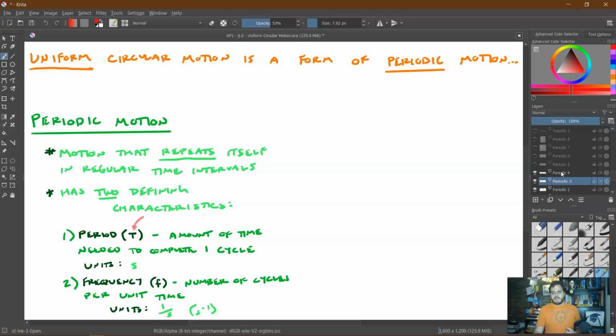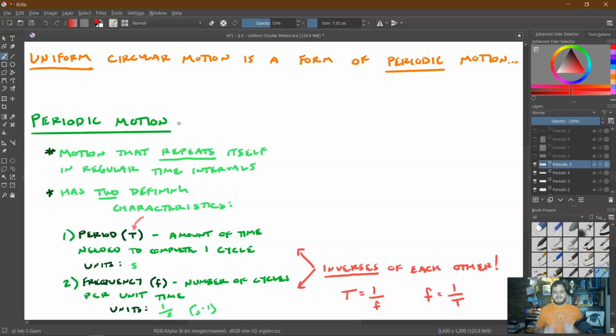The other defining characteristic is known as frequency, which we abbreviate with a lowercase f, which is the number of cycles per unit time. Or in other words, the number of circles per unit time. For us, we're really only going to look at the unit of time of seconds. So really what we're talking about here is the number of circles per second. One thing we want to highlight here though is that these two characteristics are inverses of each other. The period is 1 over the frequency, and the frequency is 1 over the period.